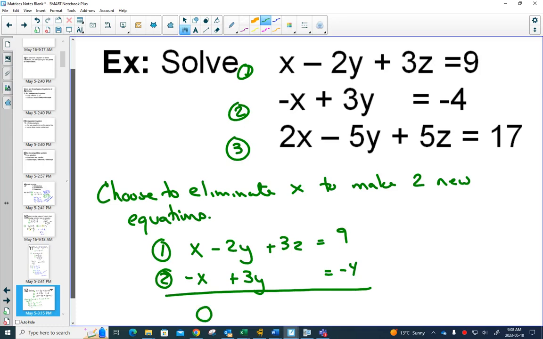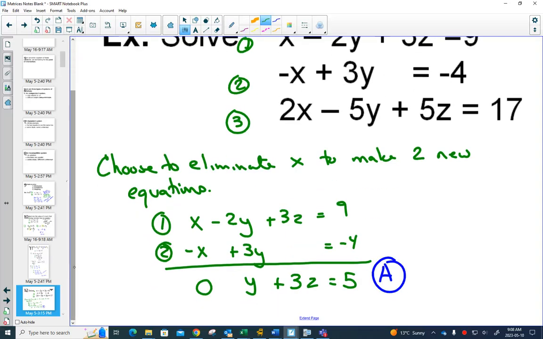This is 0. Negative 2y plus 3y is y. 3z plus nothing is still 3z. And 9 plus a negative 4 is 5. And I am going to call this equation A. I like to use numbers for the first time I go through things, letters for the second. So there's equation A. Okay?